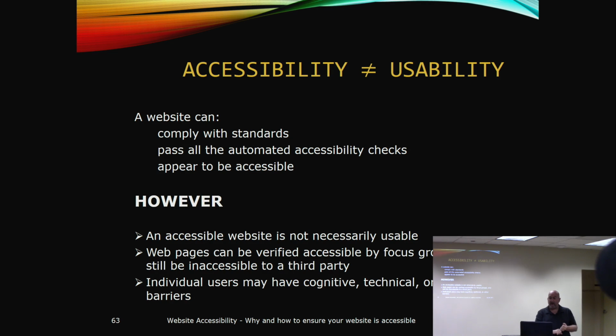And as Mark was talking a little while ago, a website can comply with standards. A website can pass all the tests, and a website can appear to be accessible. However, an accessible website is not necessarily usable. Web pages can be verified accessible by a focus group, which I have been in, and still be inaccessible to a third party because you didn't think about what their problem was. And users may have cognitive, technical, or other barriers that you didn't observe.